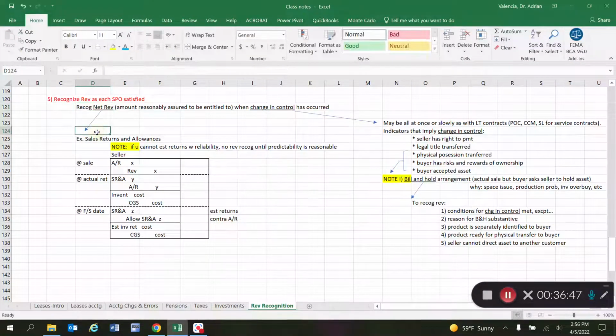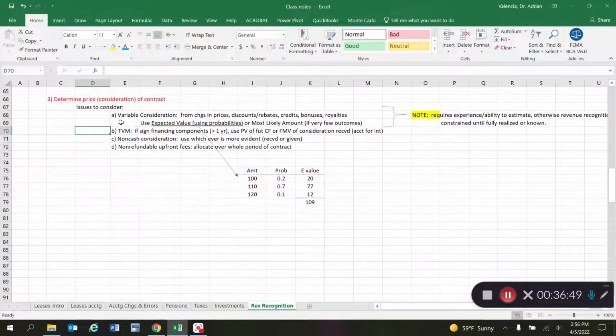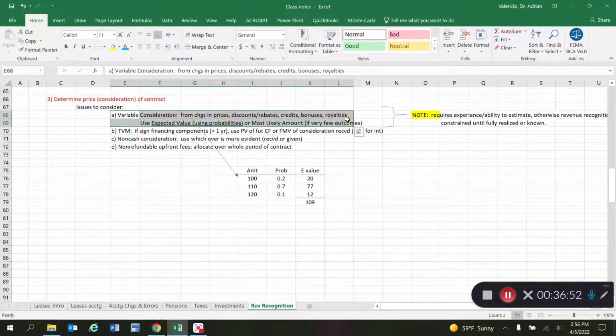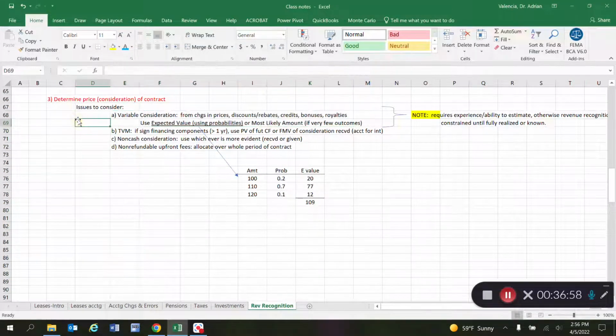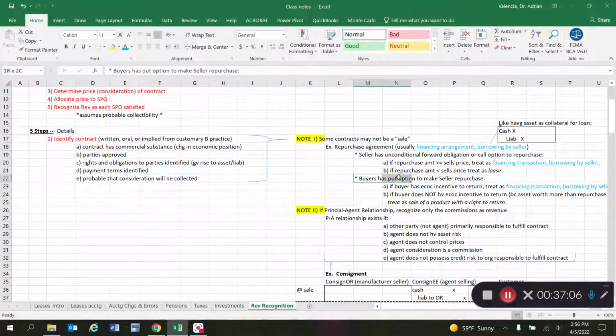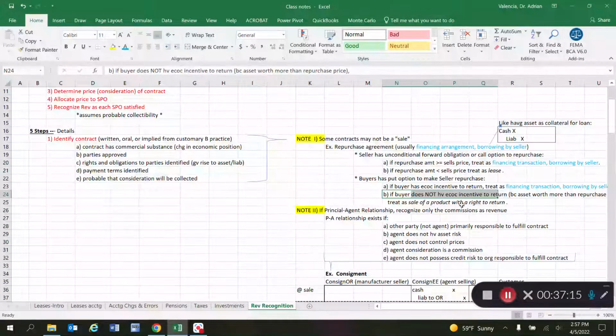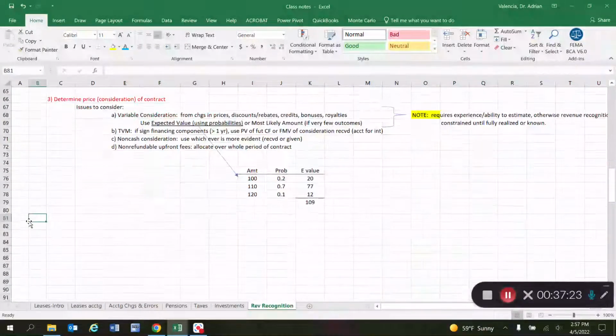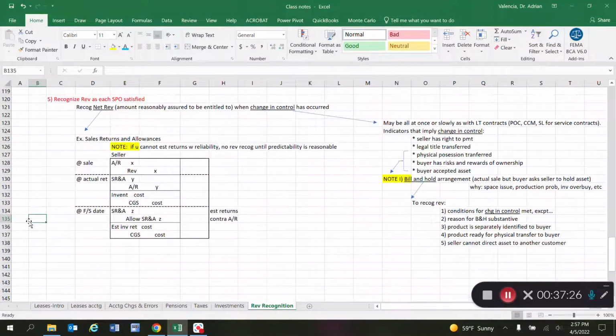So this goes back to this idea that we discussed, where if you have variable consideration, then you're going to use the expected value from that amount as the revenue to consider. Okay, I think we discussed it here. So for example, when we were talking about the repurchase agreement, and you have a buyer that has the option to make the seller repurchase, if the buyer has no economic incentive, then you can treat it as a sale with a right of return. So this right of return would make it a variable consideration amount that you would have to consider for purposes of step number 5.